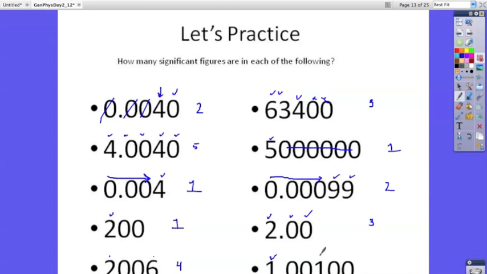That makes the 2 zeros significant. This is on the right-hand end behind the decimal. That makes this significant because it's in between. 1, 2, 3, 4, 5, 6. 6 significant figures. Okay? Good job.